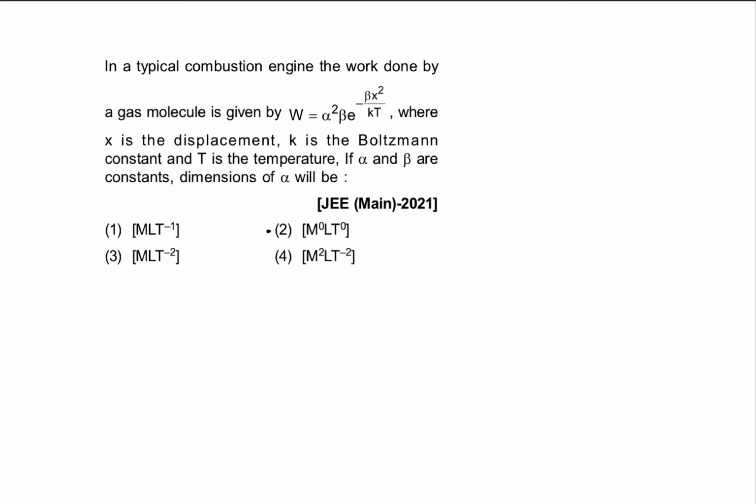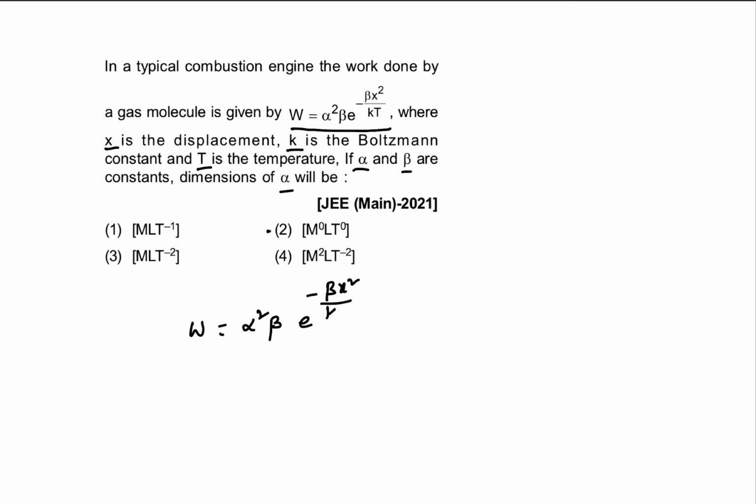Now I have taken some questions from the previous JEE. You can see. You see here, in a typical combustion engine, the work done by the gas molecule is given by W is equal to alpha square beta e to the power of minus beta x square by kT, where x is the displacement, k is the Boltzmann constant, and T is temperature. If alpha and beta are constants, the dimension of alpha will be what? That is the question.